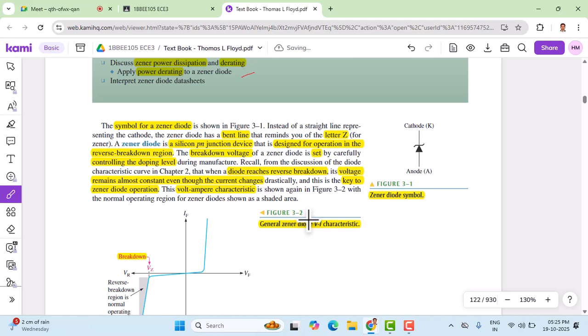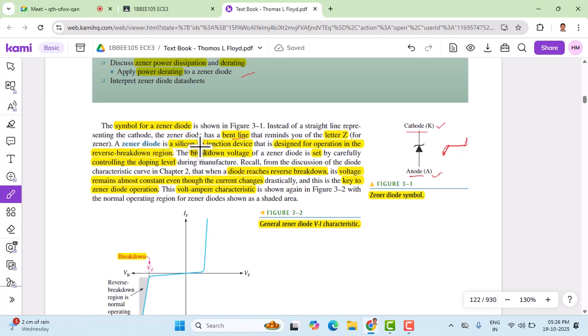Now first and foremost, let us look at the symbol for a Zener diode. So here we have a symbol for a Zener diode. We have an anode terminal and a cathode terminal. Anode terminal is represented as A and cathode terminal is labeled as K. So this is the symbol of Zener diode, which has an arrow mark here, and there is a bent line here, as we can see. The bent line looks like a letter Z, something like this. If you invert it, it looks like a letter Z. So that is the symbol of a Zener diode.